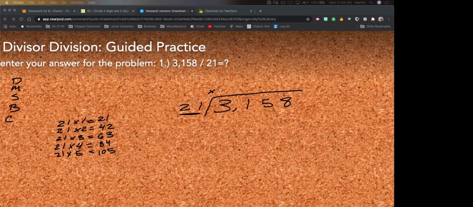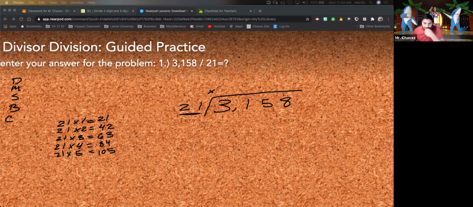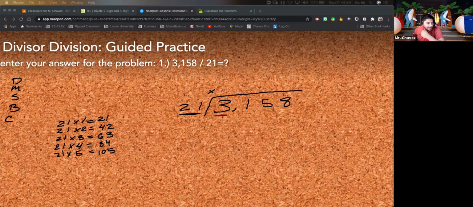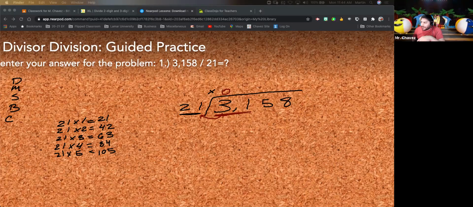Okay, so there we go, right? We got our numbers here. We got our basic facts ready to go. So now the first thing we're going to do is we look right here and you can see that 3 is smaller than 21. We cannot do it. So we're going to put a 0 on top. Then we're going to slide down. Now we're looking at 31.